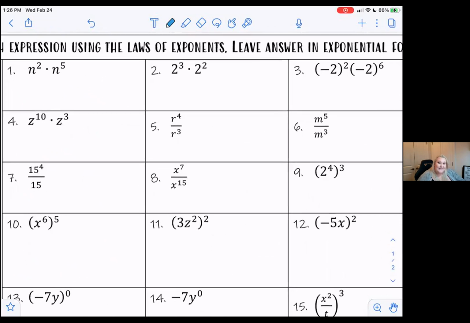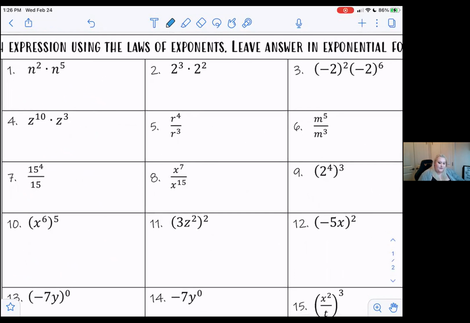Our first one has us multiplying two numbers together. Because they have the same base, I can write it as an addition problem. n to the 2nd plus 5, which means my final answer would be n to the 7th power.